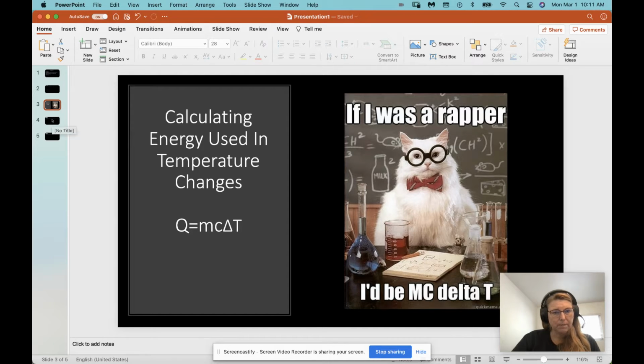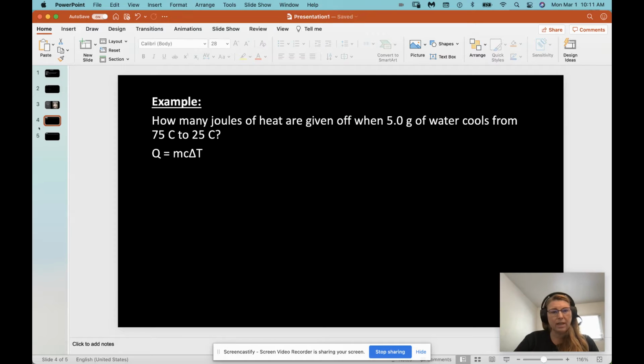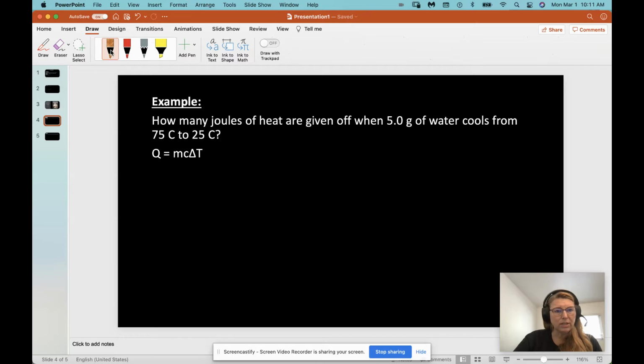So the first example that we're going to work on today says, how many joules of heat are given off when 5.0 grams of water cools from 75 Celsius to 25 Celsius? Whenever we do these, the first thing we want to do is think about what we already know. This is the equation that we are going to be using today, and we have to think about what each of these variables means.